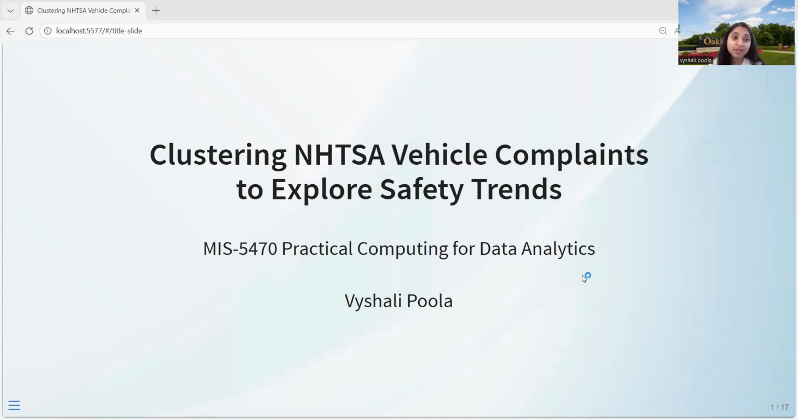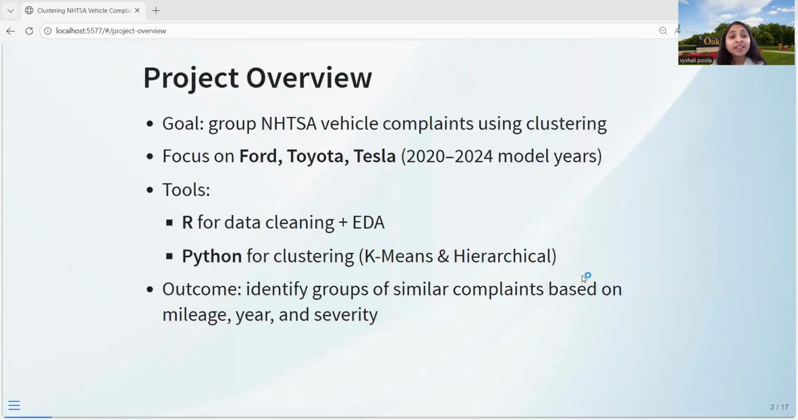This project focuses on applying clustering methods to NHTSA vehicle complaints to explore potential safety trends. And here comes the overview. To begin, here's an overview of how I approached the entire analysis and the tools I used at each stage. The goal of this project is to group NHTSA vehicle complaints using clustering techniques. Here I focused on complaints for Ford, Toyota, and Tesla from 2020 to 2024 model years.